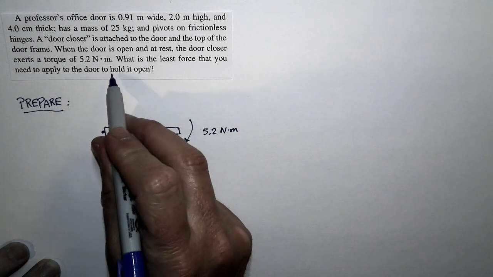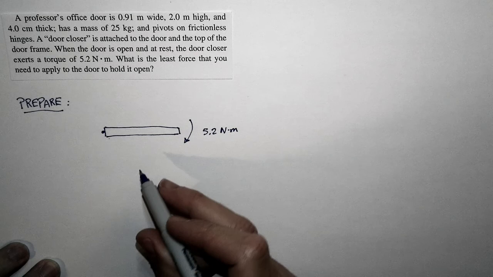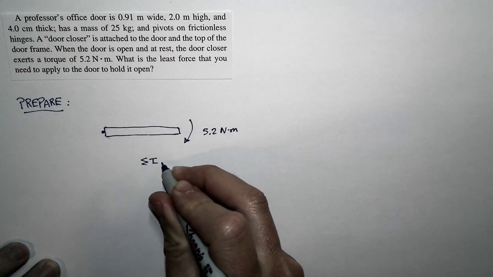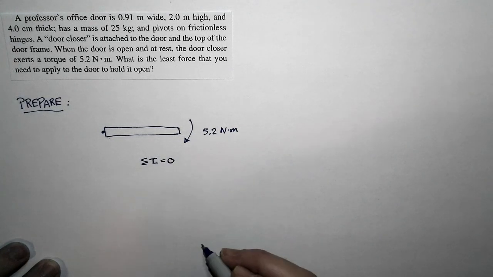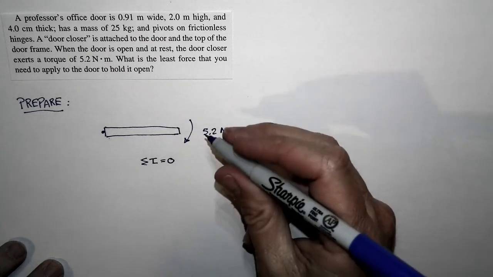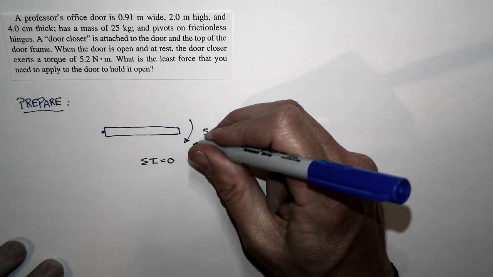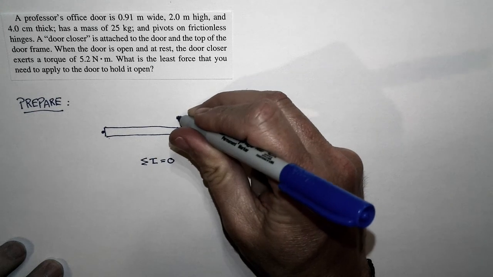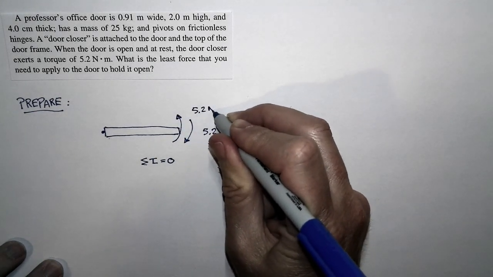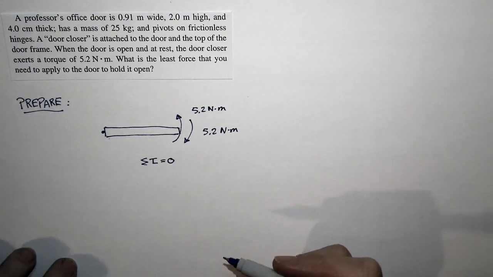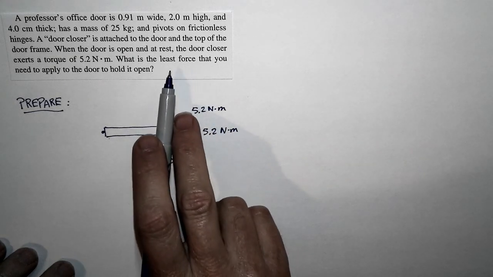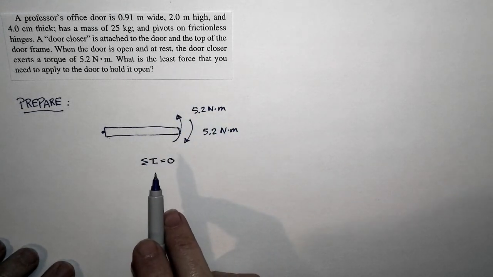Well, if you're holding it open, by that, we mean the door is not moving. And if the door is not moving, it's in equilibrium. And so therefore, the sum of the torques on the door is equal to 0. What that means is if the door closer is pushing this way with a torque of 5.2 Newton meters, you need to push back this way. You need to make a torque in the opposite direction, and the torque that you apply has to be 5.2 Newton meters as well. So you have to apply a torque of 5.2 Newton meters, and you want to do it with the least possible force.